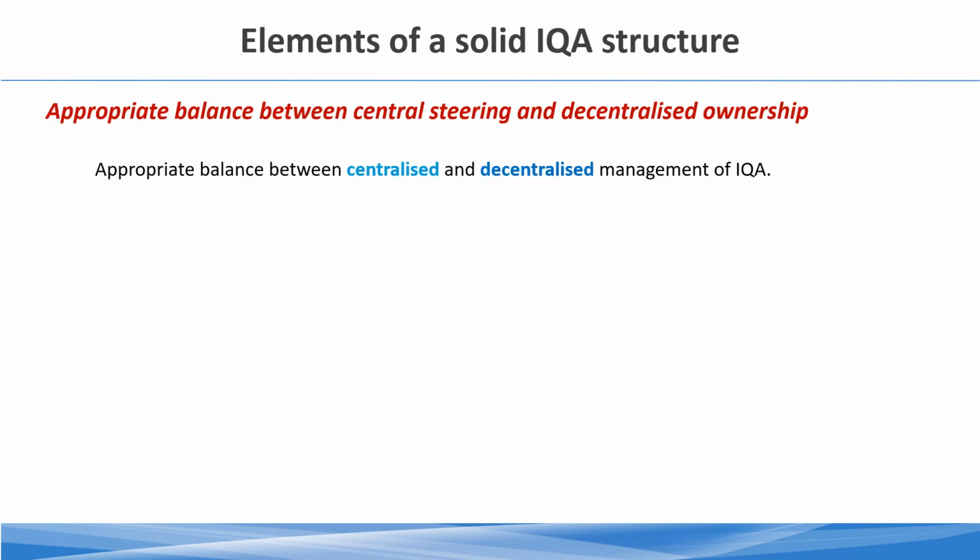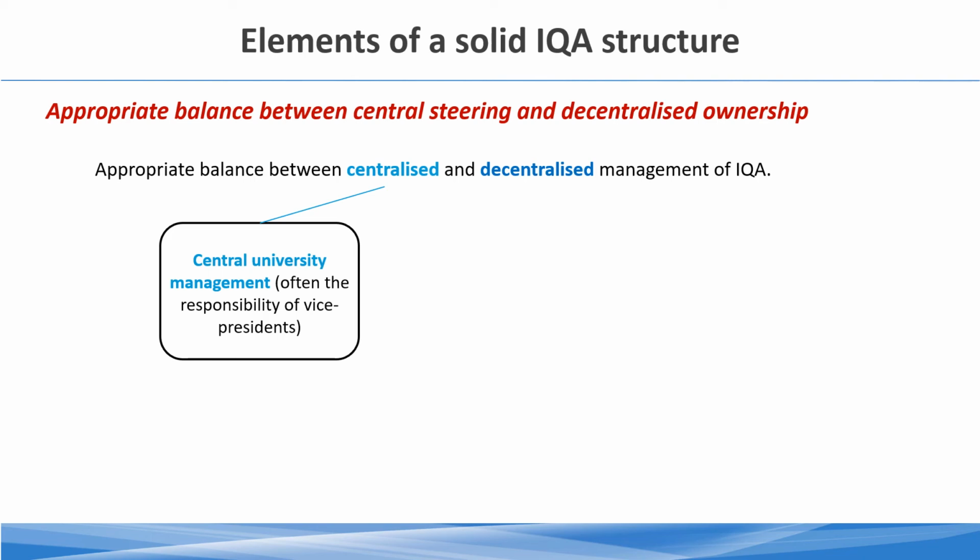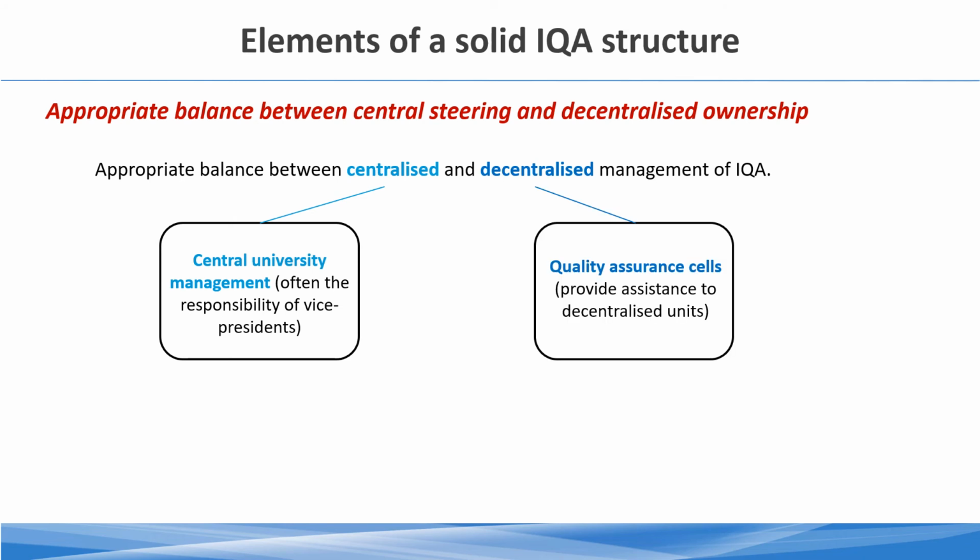There is a need to achieve a balance between central steering and decentralized ownership of IQA. The IIEP's international survey has shown that IQA often relies on the central management of universities, in which vice presidents assume the main responsibility. But an increasing number of universities employ technical support structures, in particular quality assurance units or cells, to provide support and assistance to decentralized units.